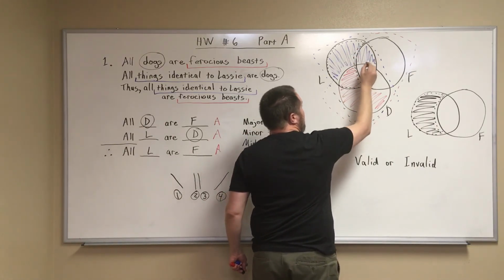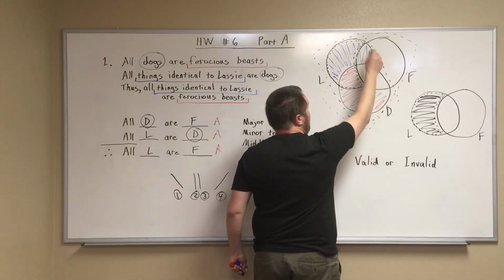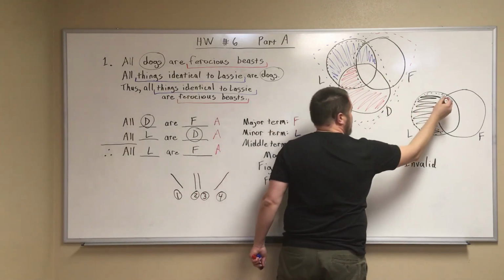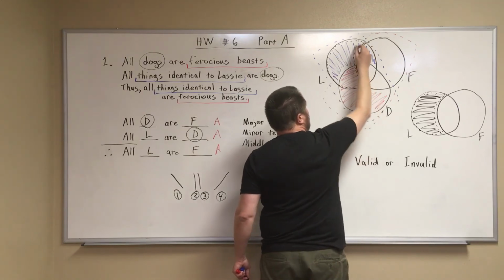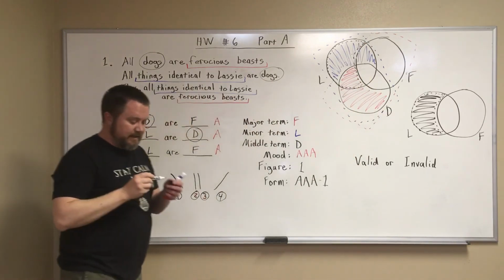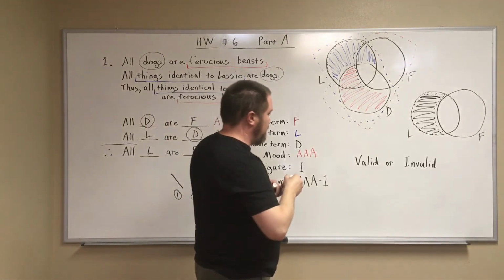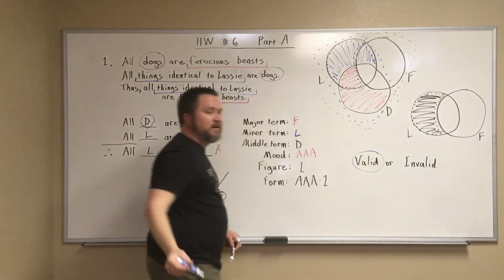We don't have to worry about where the shading is for the rest. See, part of D here, part of F and L is shaded out. All we're looking at is the information told to us in the 3-circle Venn diagram. And it looks like it is. So from that, we can say that this argument is valid.